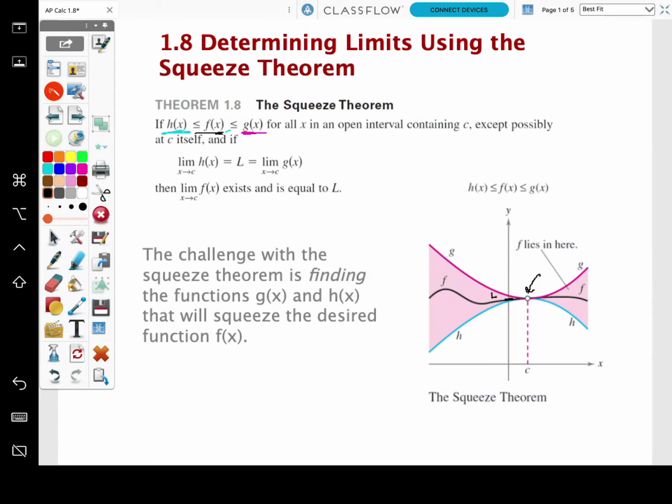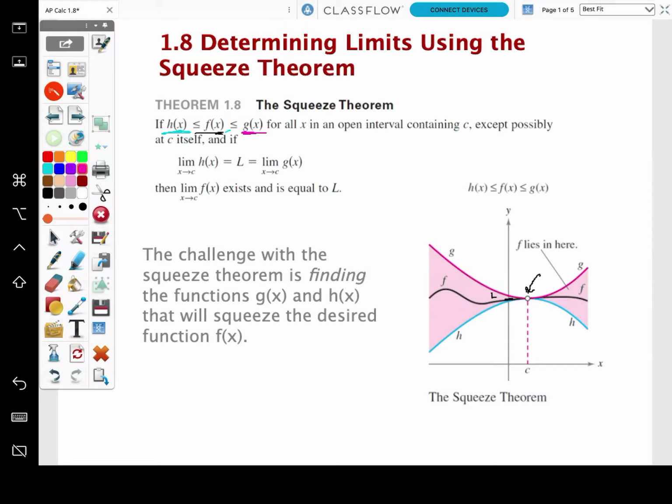So it says if we have h of x less than or equal to f of x, which is less than or equal to g of x, for all x in an open interval containing c, except maybe at c itself, so there can be a hole. And if the limit of h is equal to L, as is the limit of g, as we approach c, then we would know that the limit of f is also equal to L as we approach c.